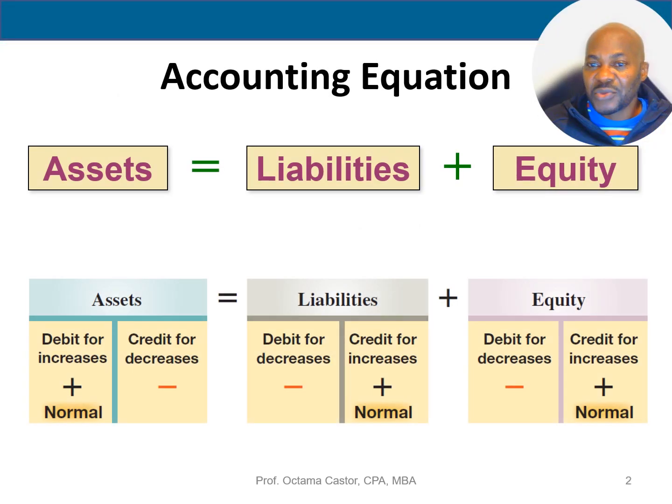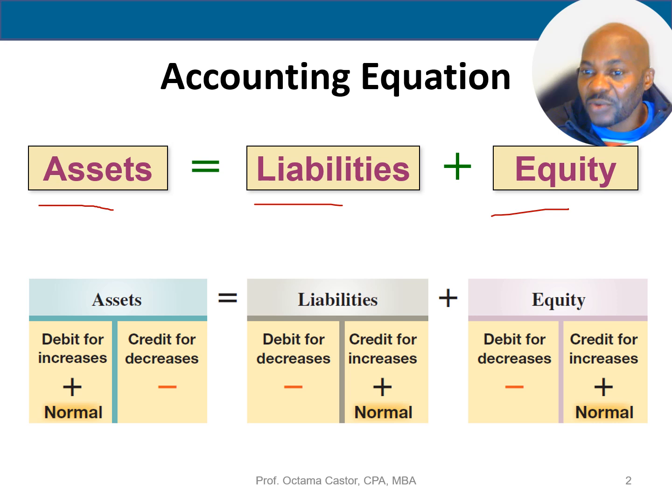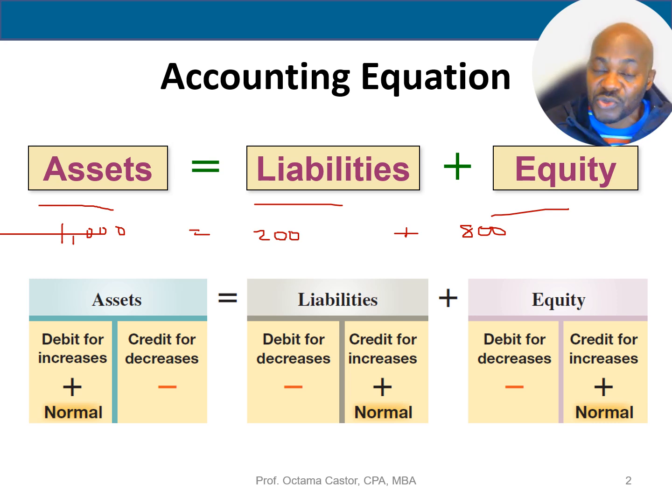Let's go back to the accounting equation. The accounting equation states the total assets must be equal to the sum of liabilities and owner's equity. For instance, if you have total assets of $1,000 and you have a liability of $200, therefore, what is your equity total? 800. Because the sum of 200 and 800 is 1,000. That must be equal to your total assets.